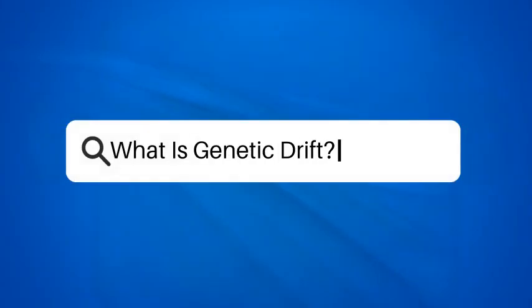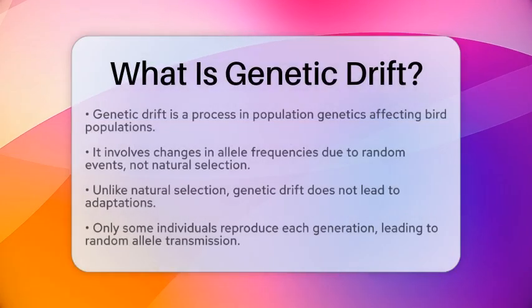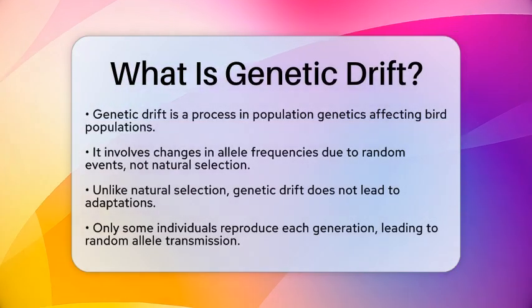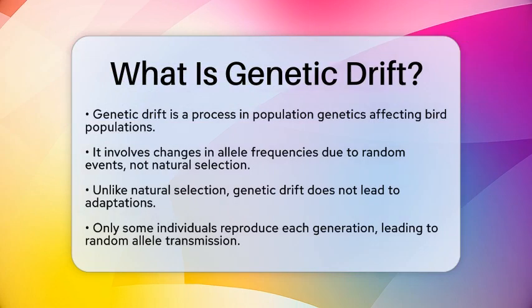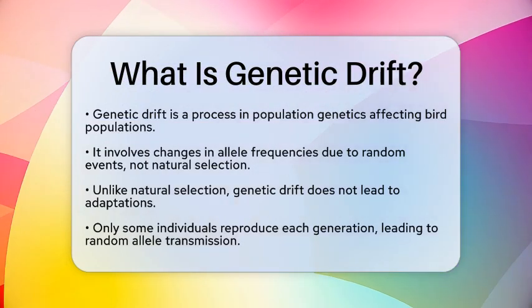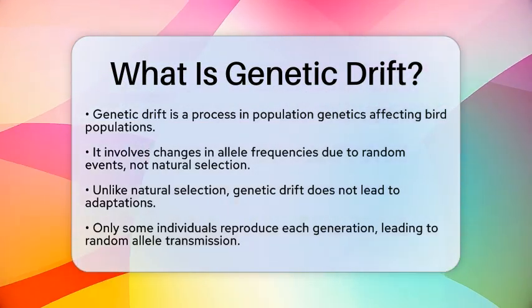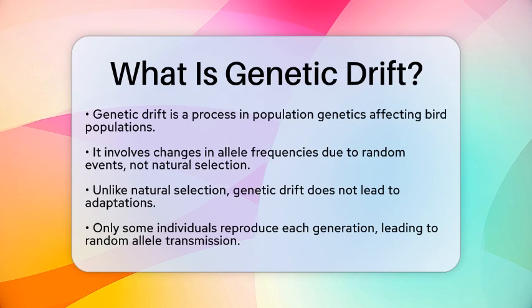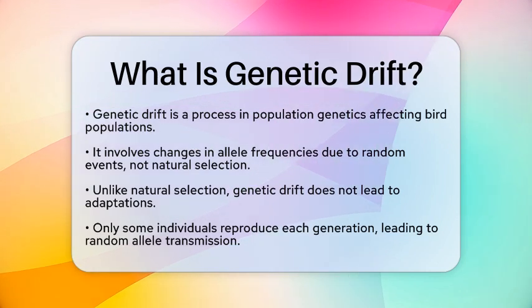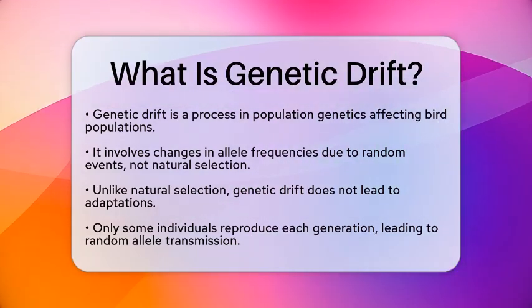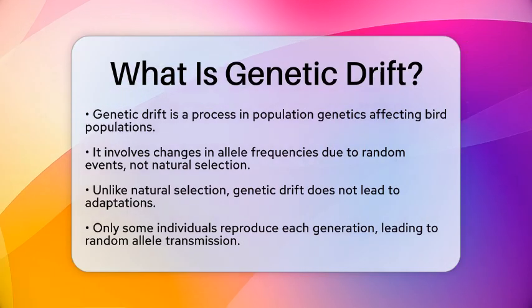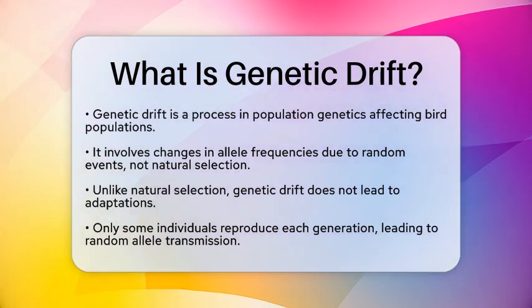What is genetic drift? Have you ever wondered how random chance can shape the genetic makeup of bird populations? Today, we will talk about genetic drift, a fascinating process in population genetics. Genetic drift is all about how the frequencies of gene variants, known as alleles, can change over time due to random events rather than natural selection.